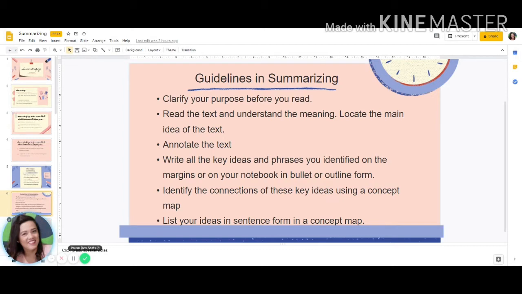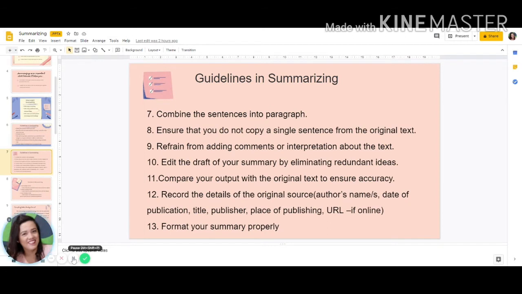Identify the connections of these ideas using a concept map. So after outlining, we can also identify the connections of these ideas we have written using a concept map. Another is list your ideas in sentence form in a concept map. Next, combine the sentences into a paragraph. Ensure that you do not copy a single sentence from the original text. Refrain from adding comments or interpretation about the text.